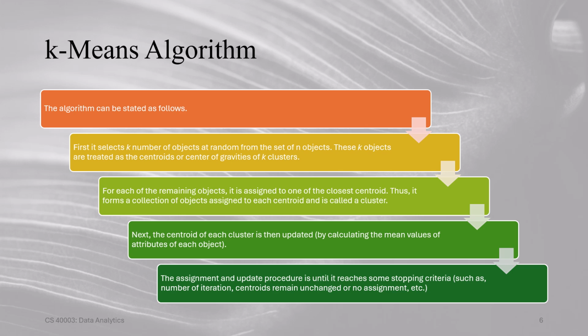Next step, the centroid of each cluster is then updated by calculating the mean values of the attributes of each object. The fourth step, the assignment and update procedure is repeated until it reaches some stopping criteria, such as the number of iterations being completed, centroid values remaining unchanged, or no assignment or no data movement.